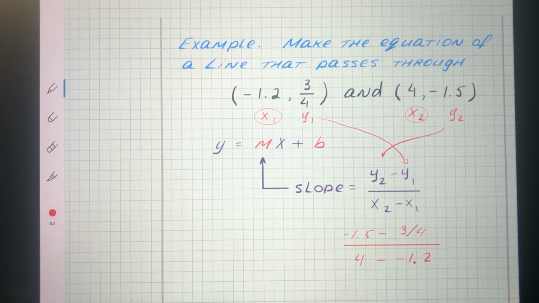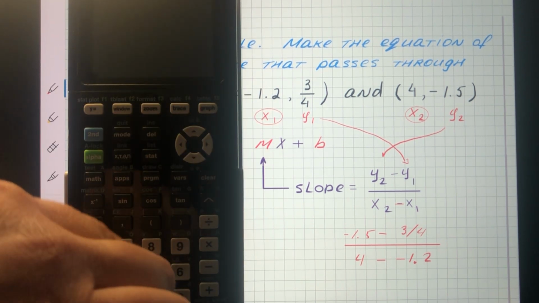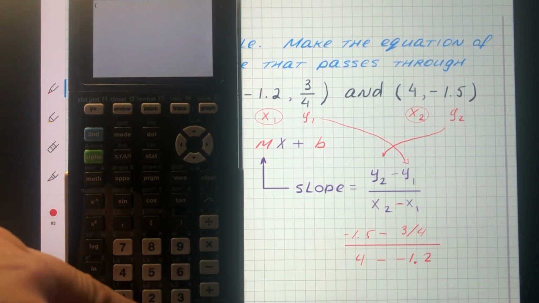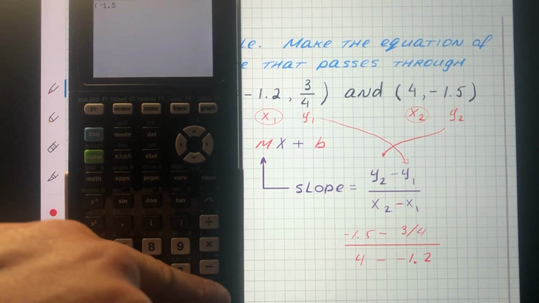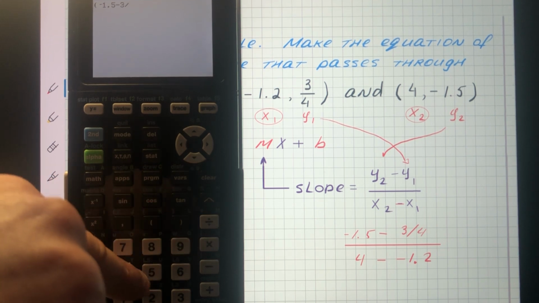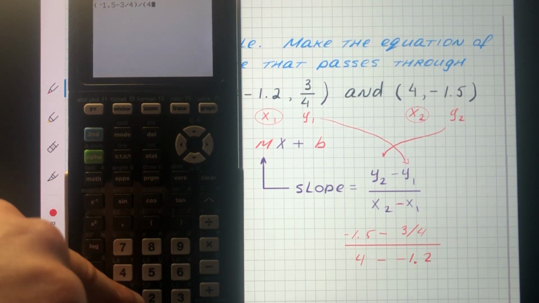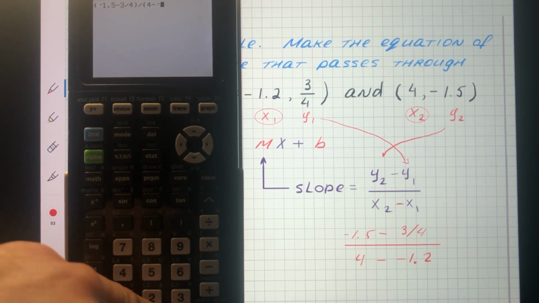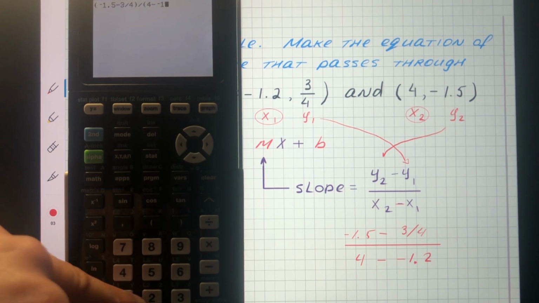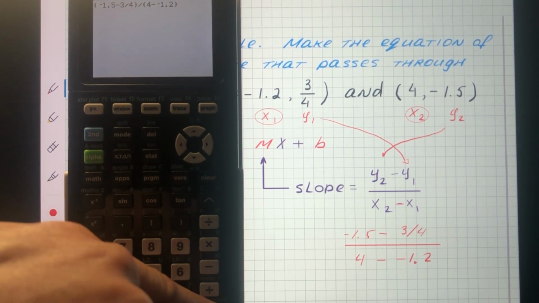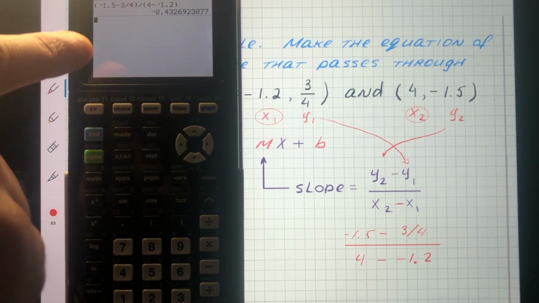So here's the calculator. Let us use it to get the slope. We open the parentheses and type in exactly what we have: negative 1.5 minus 3 divided by 4, close parentheses, divided by, open parentheses, 4 minus, negative, the big minus is a minus, the short minus is negative, 1.2, enter, and enter. So here is the decimal that represents our slope.